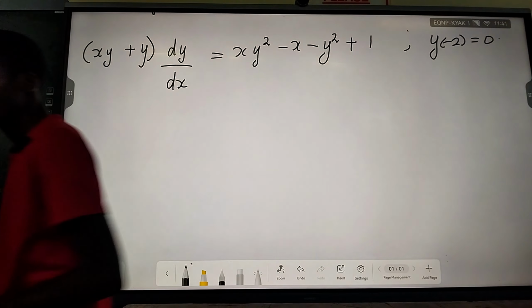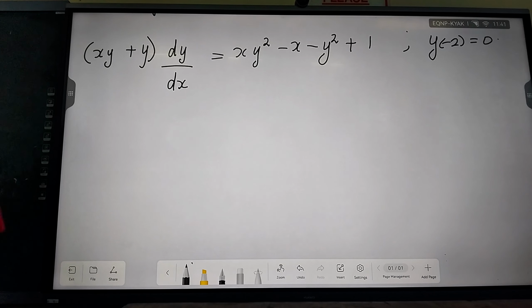Now, okay. Solve the following and clearly show all your workings, 7 marks. Just identify if this can use Bernoulli. Can this ever be exact? It cannot be exact. So the only option that we have is Bernoulli.